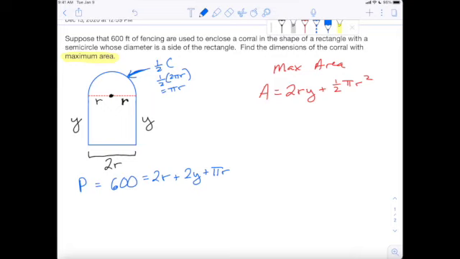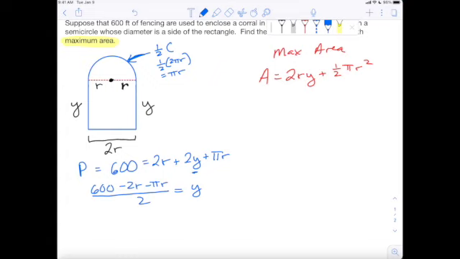And now we're just going to solve for one of those variables and substitute it into my area. It really doesn't matter which one, it's just whatever seems easier. To me, it seems easier to solve for y. So I'm going to isolate this: subtract 2r, subtract pi r, and then divide the whole thing by 2 to solve for y. Up to you whether you leave it as a big fraction or break it up. Breaking it up works out nicely, because that's going to be 300, 2r divided by 2 is minus r, and you're going to have minus pi over 2 r here. Still, that seems nicer than using that whole big fraction.